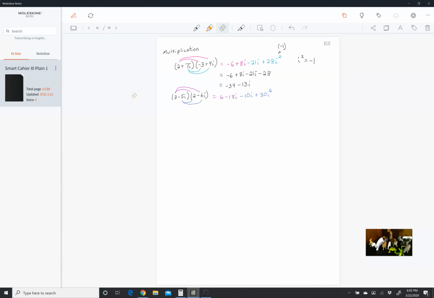Okay, so then this, I'm going to put in that extra step. You get 6 minus 18i minus 10i, and then this becomes a minus 30. And 6 minus 30 gives us negative 24. And negative 18i minus 10i gives us minus 28i. Okay, so that's multiplication. Okay, division.